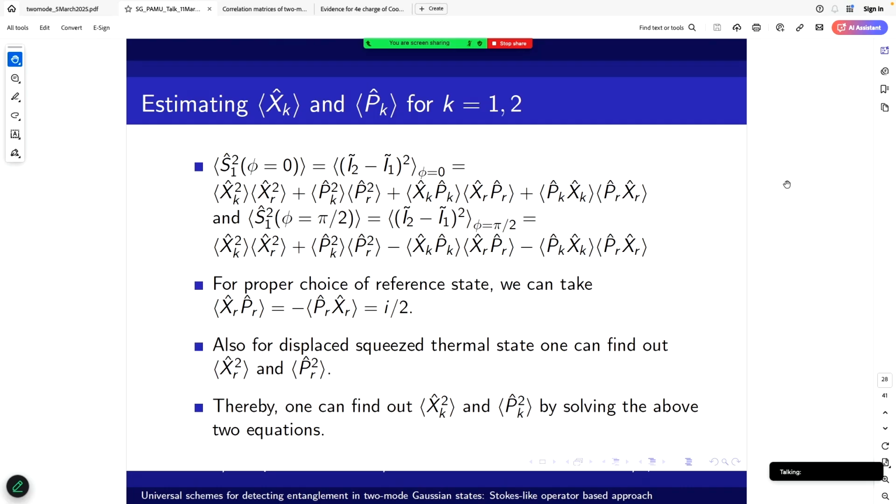The procedure is still the same to calculate the first and the second moment. Basically, change the phase, get a system of 2 equations. Yes, for the single mode, right.